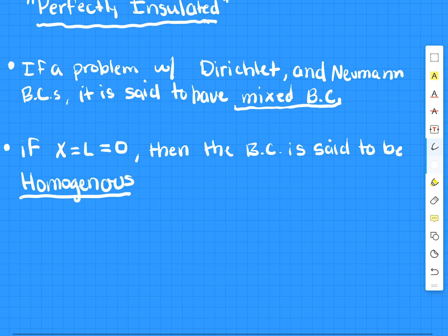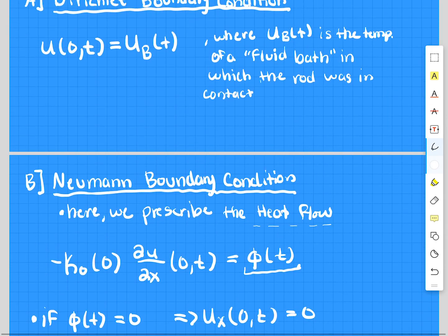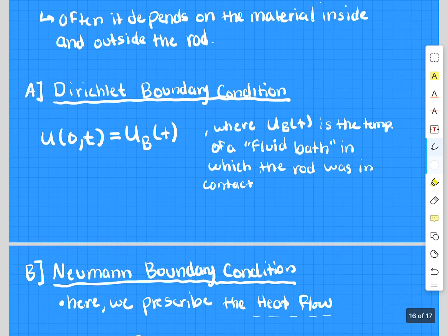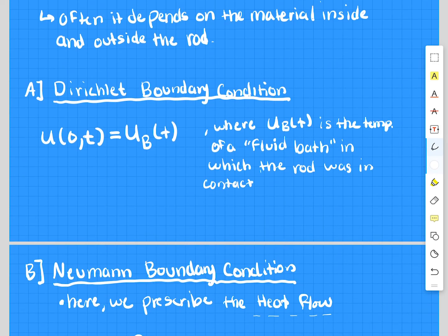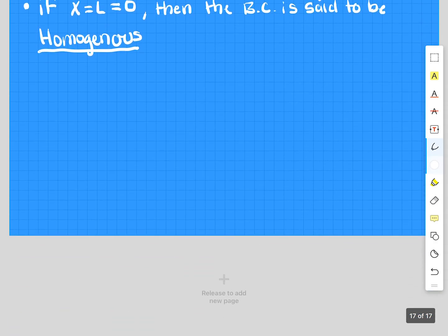Okay? So again, that's for our Neumann conditions and our Dirichlet conditions. There is one more. Of course, if we recall from the previous lecture, the last one is the Robin condition.